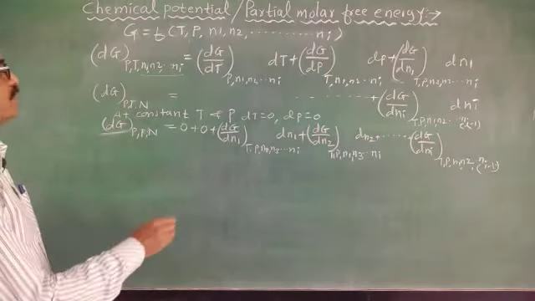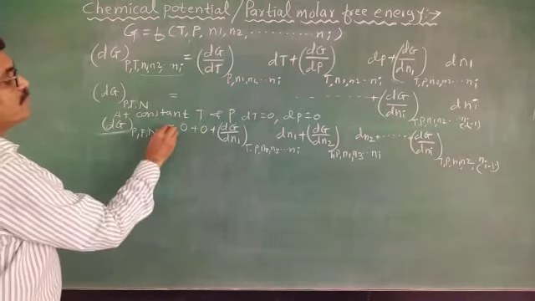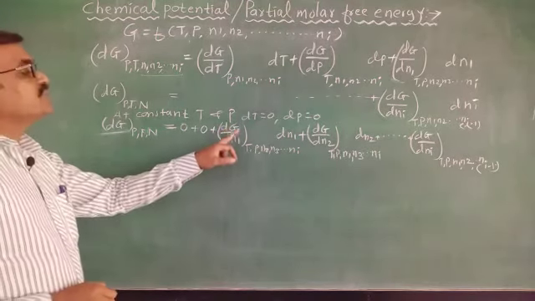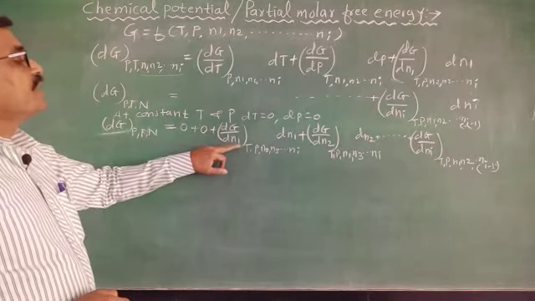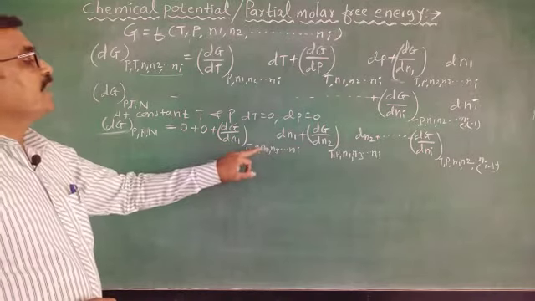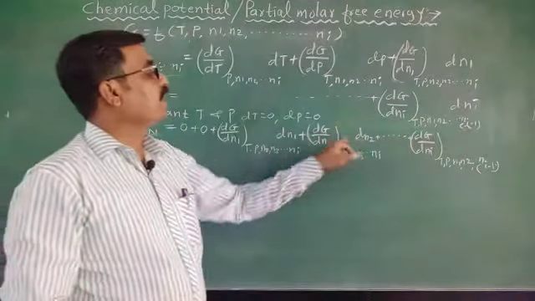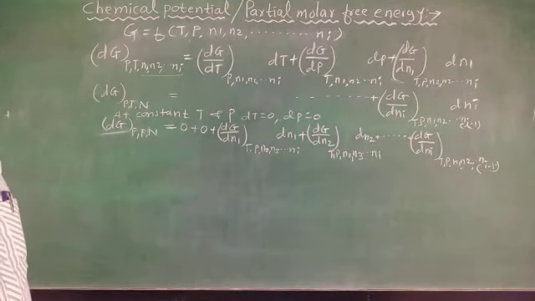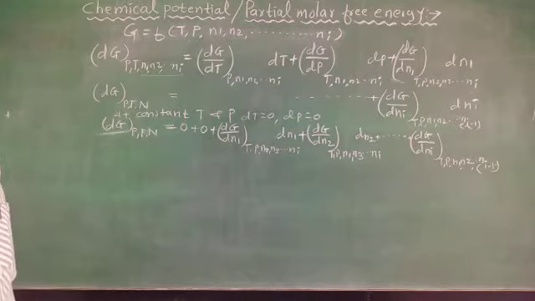Okay. Now here the first two terms become 0. Now later on, this derivative, the change in the Gibbs free energy with respect to the number of moles of the first constituent at constant temperature, pressure and other constituents, these derivatives on the right hand side are called partial molar free energy or chemical potential.